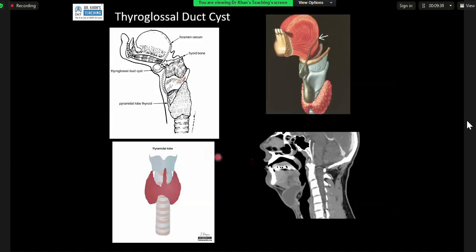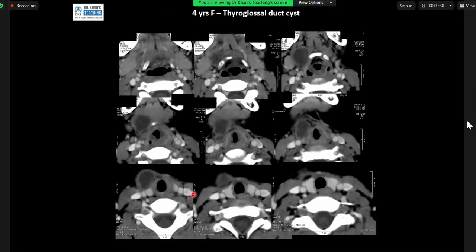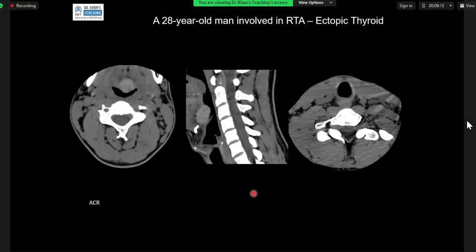So this is the pyramidal lobe. This is the pyramidal lobe. So this is a case of thyroglossal duct cyst. We can see hyoid bone here, and we can see this cystic lesion. It is slightly off center, and it is within the strap muscle, and this is the thyroid. On the other hand, our case was this.